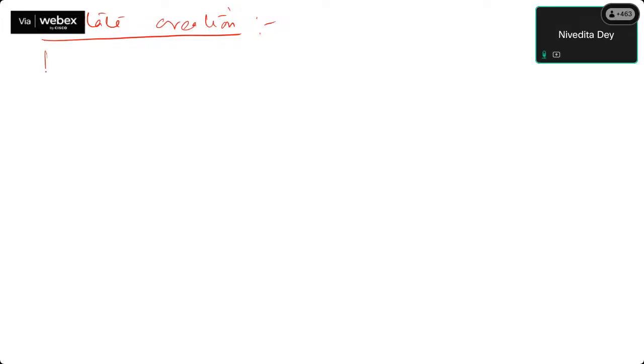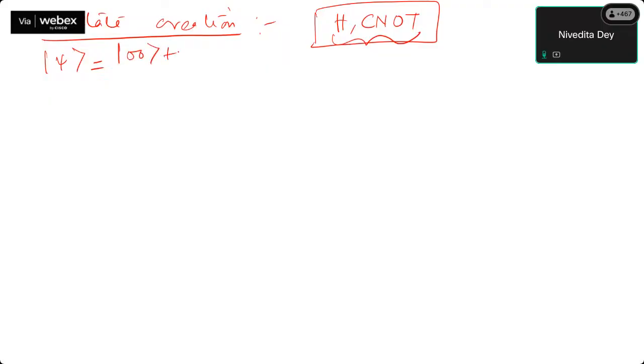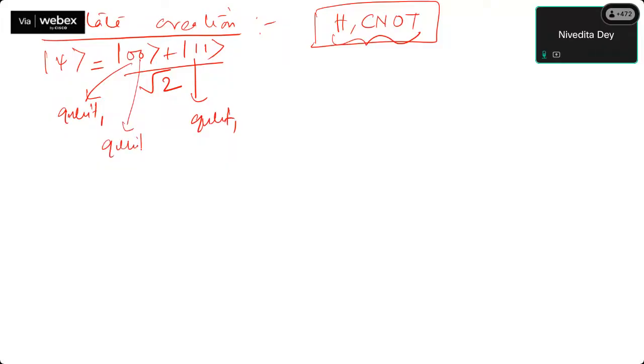So Bell state is nothing but a first step in entanglement, and we have mentioned that there is a Hadamard followed by a CNOT combination that you follow during Bell state creation. So what it is, is |00> + |11> divided by root 2, right? Where this is qubit 1, or the first qubit. Similarly, this is qubit 1 and this is qubit 2, and this one is qubit 2.